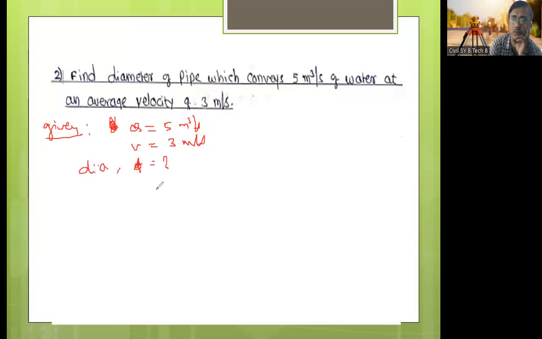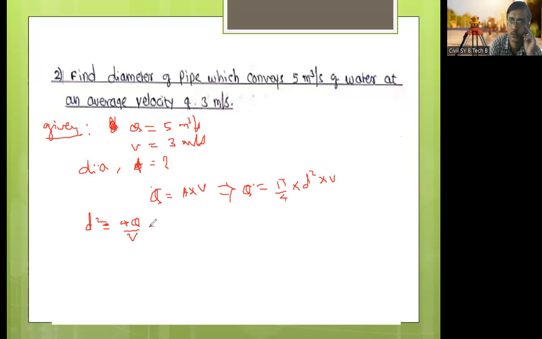Diameter D is unknown. We know that Q is equal to area into velocity. As it is a pipe, I can write directly Q is equal to pi by 4 into D square into velocity. D square is equal to 4Q over pi V. I'm just rearranging the formula. Directly you can put the values and find the answer.